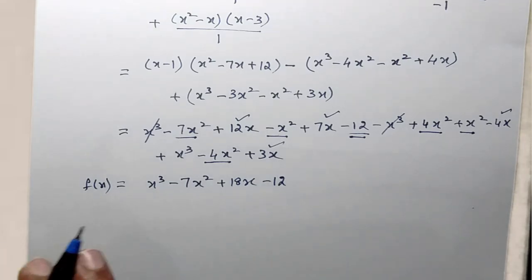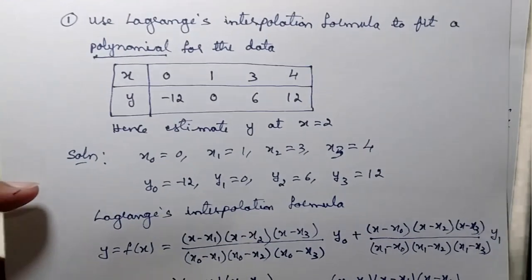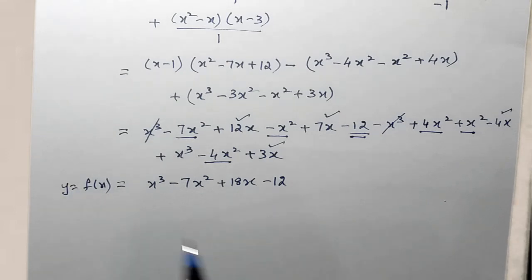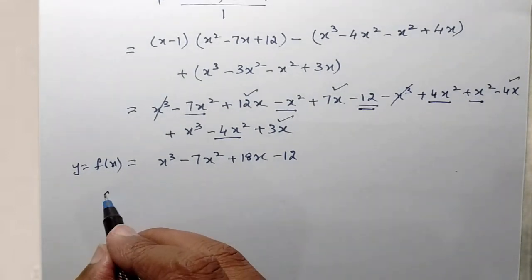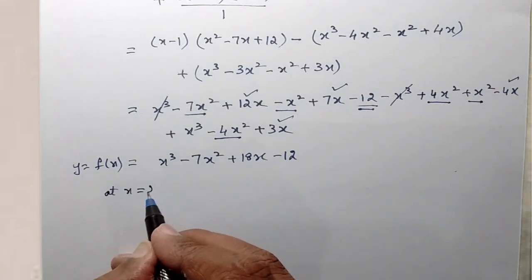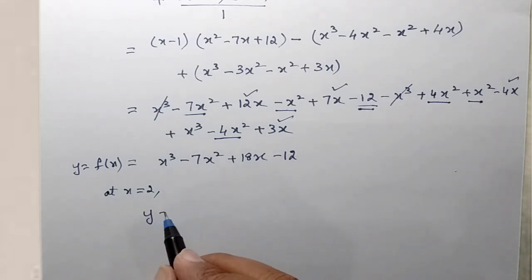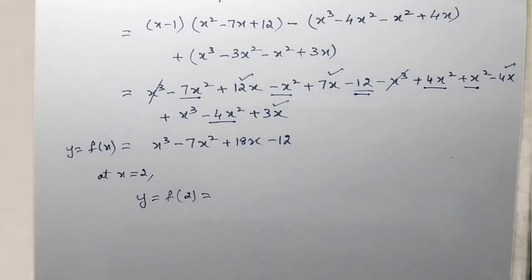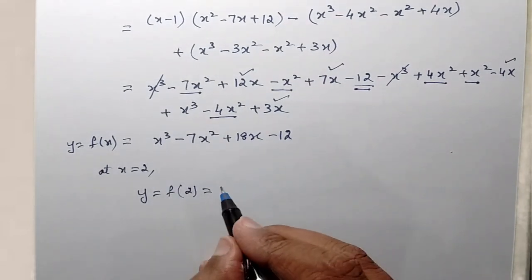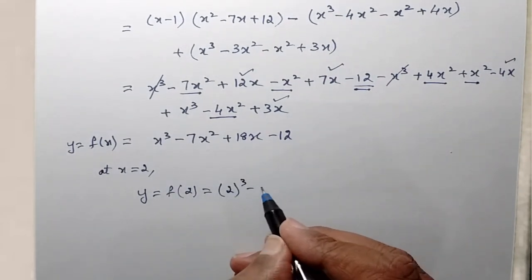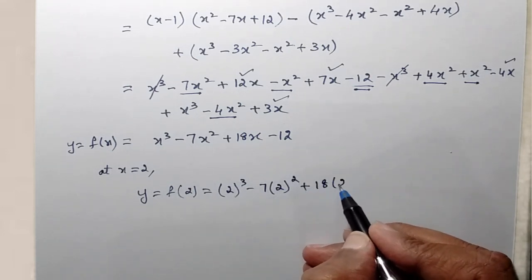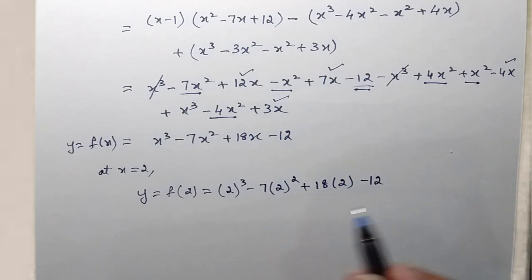But the question further asks, at the end, hence estimate y when the value of x is equal to 2. So this is f of x or y, both are the same. So at x equal to 2, what will be the value of y, or f of 2? Wherever x is there, just put the value of x to be 2. So it becomes 2 cube minus 7 times of 2 square plus 18 times of 2 minus of 12.